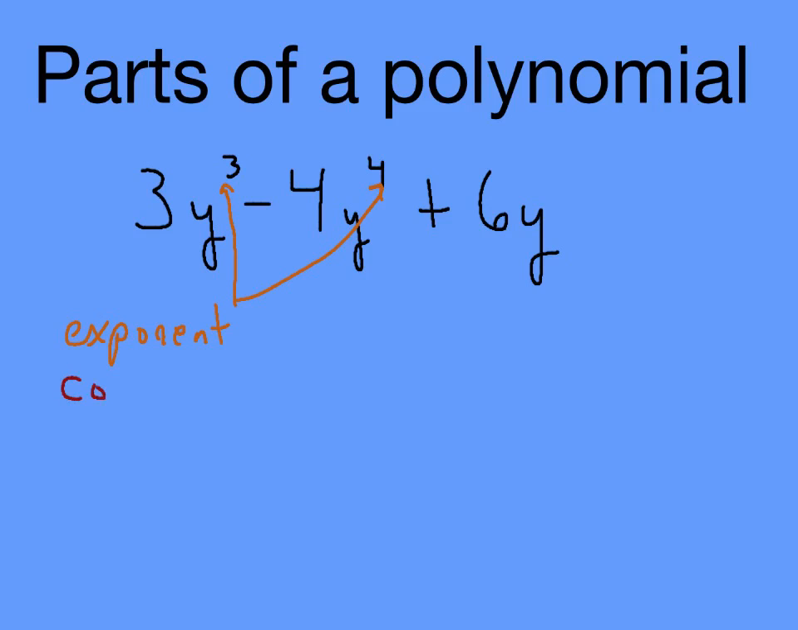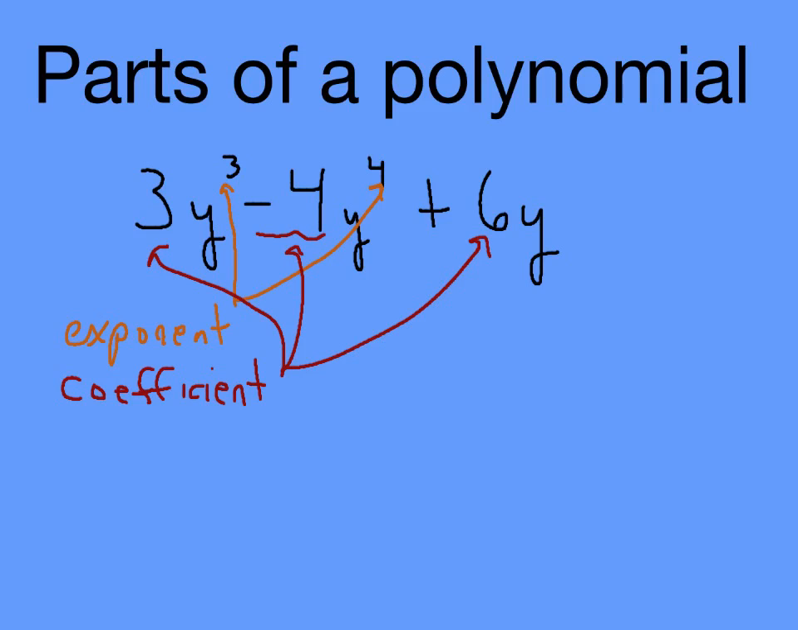We also have, and again this is not new, you heard it a lot first semester, the idea of a coefficient. The coefficient is the number with the variable. So we have coefficients at 3, at -4, and at 6.